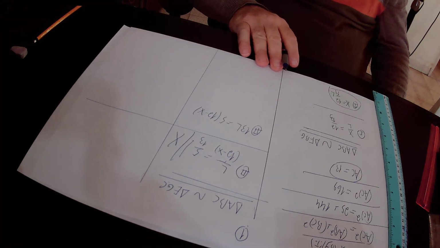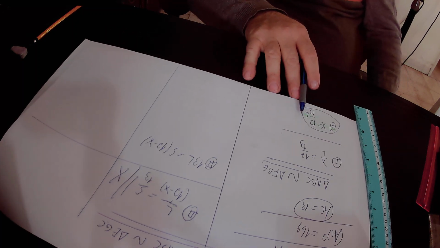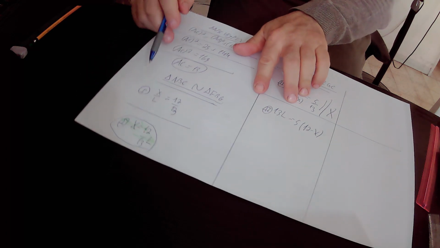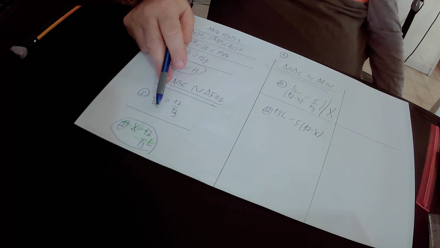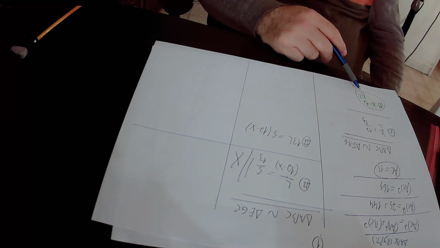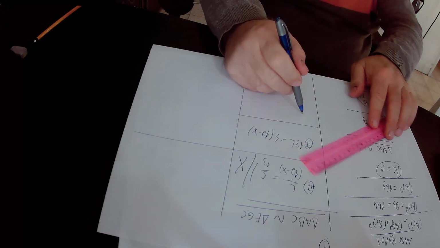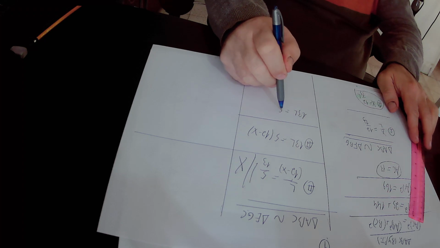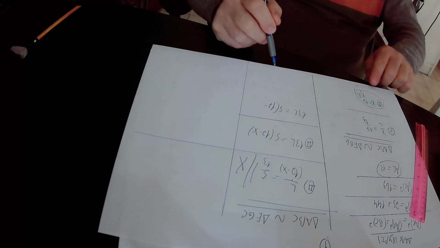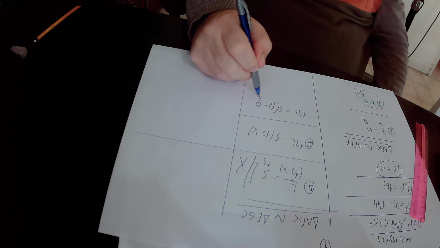So we have already found out in equation 1 that x equals 12 over 13 L. So we can substitute x in equation 2 by 12 over 13 times L. We do it now, and we get that 13L equals 5 times 12 minus x, and x, according to equation 1, equals 12 over 13 L.